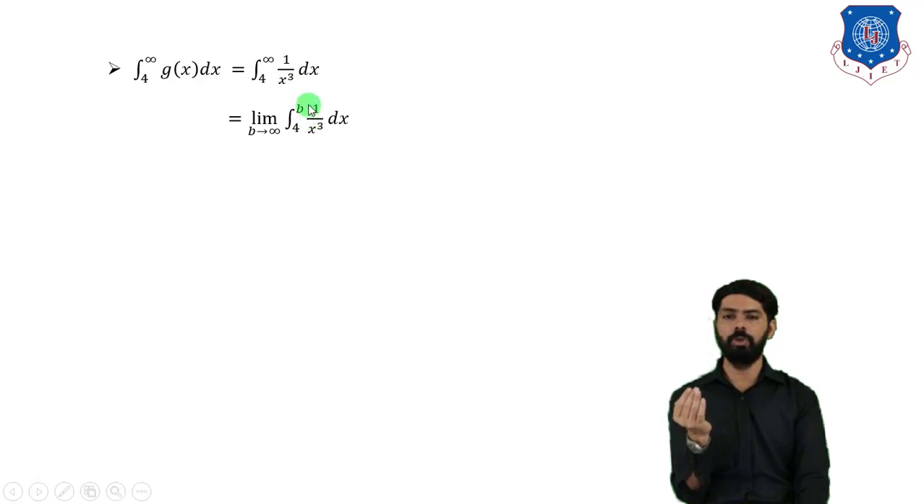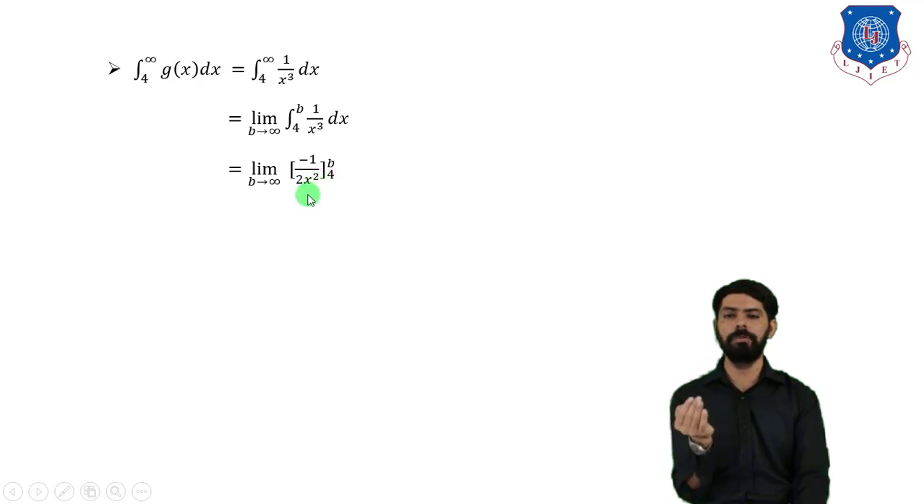Now 1 divided by x cube is equal to x raised to minus 3, and we know that integration of x raised to n is x raised to n plus 1 divided by n plus 1. Therefore integration of x raised to minus 3 is x raised to minus 3 plus 1 divided by minus 3 plus 1. So it will be x raised to minus 2 divided by minus 2, so that is equal to minus 1 divided by 2x square. So this is equal to limit b tends to infinite minus 1 divided by 2x square, and limit will be from 4 to b.